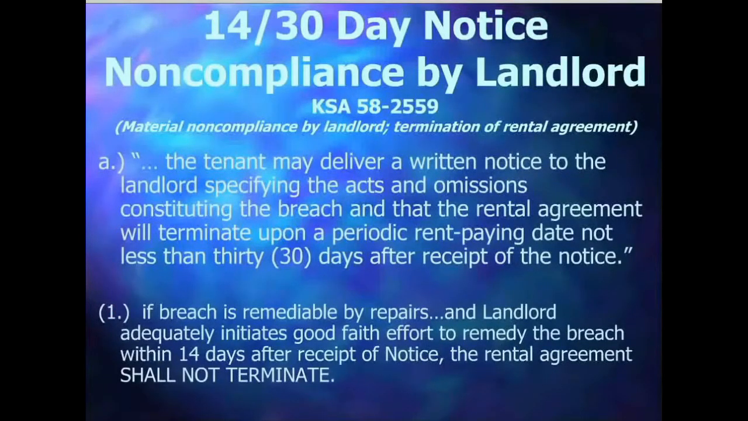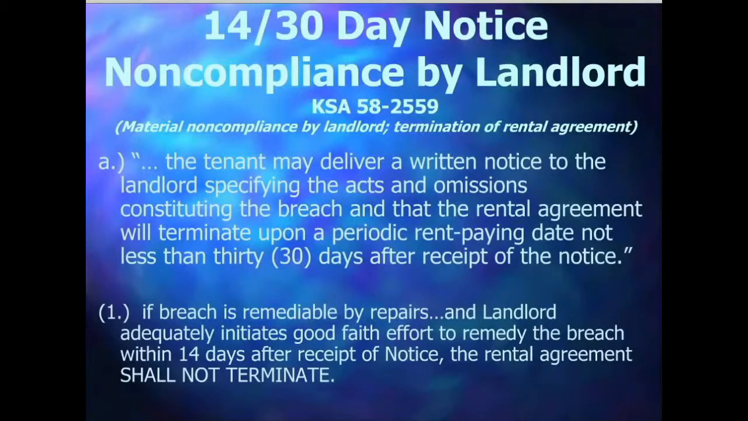The second notice is a 14-30-day notice of noncompliance by the landlord under KSA 58-2559. The tenant may deliver a written notice to the landlord specifying the acts and omissions constituting the breach, and that the rental agreement will terminate upon a periodic rent-paying date not less than 30 days after the receipt of the notice. If the breach is remediable by repairs and the landlord adequately initiates a good faith effort to remedy the breach within 14 days after receipt of notice, the rental agreement shall not terminate.